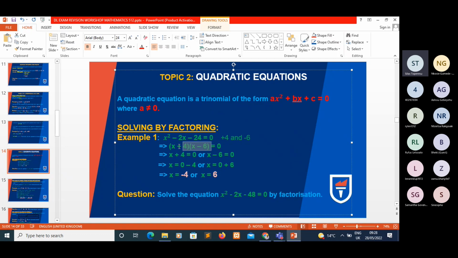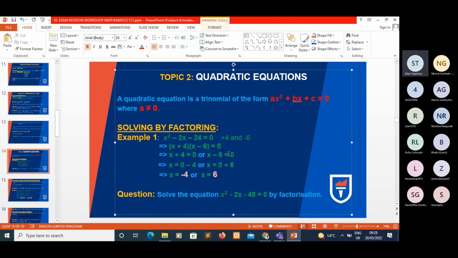So while we solve them now, once you find the factors, you can split them and say x plus 4 is equal to 0, or x minus 6 is equal to 0. Then you simply jump, take this one to the other side of the equal sign, and it is going to be negative, which means now you've got x is equal to 0 minus 4. Or this one also, you jump it to the other side of the equal sign.